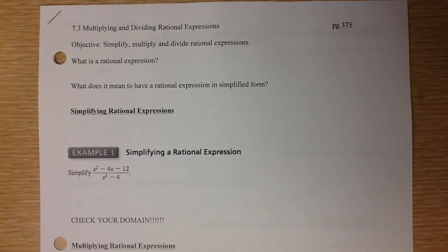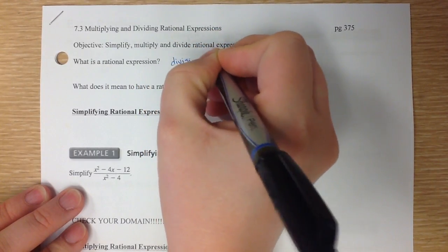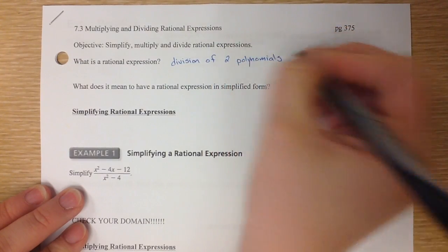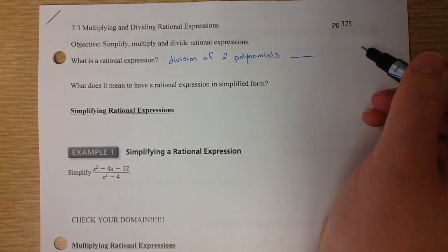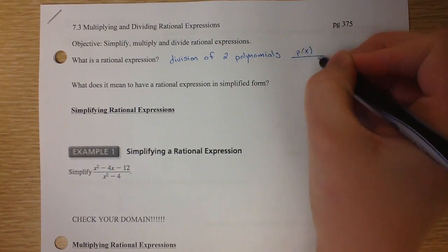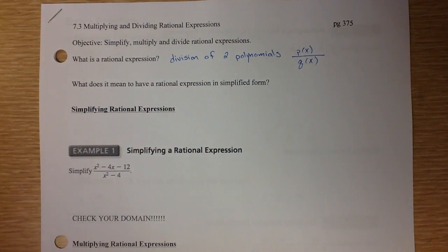is a rational expression. Our book's definition is that it is a fraction whose numerator and denominator are non-zero polynomials. Basically, a rational expression is the division of two polynomials. We write it as a polynomial over another polynomial, very similar to our rational functions. So we're going to take one polynomial, our p of x, and divide it by another polynomial, a q of x.